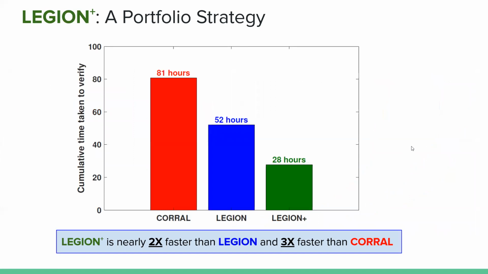So now let's look at the speedup. We compared the speedup with respect to the benchmarks which all these tools have solved. There were 212 instances which all of these tools have solved. To solve these 212 instances, Coral takes 81 hours, Legion takes 52 hours, whereas Legion Plus takes only 28 hours. So Legion Plus is nearly twice as fast as Legion, and it is nearly 3 times as fast as Coral.